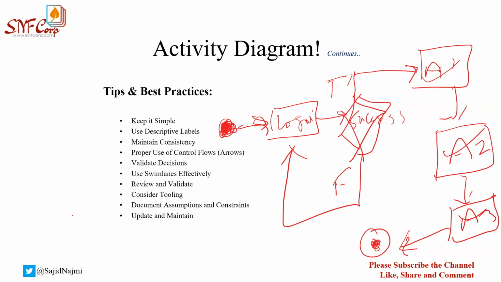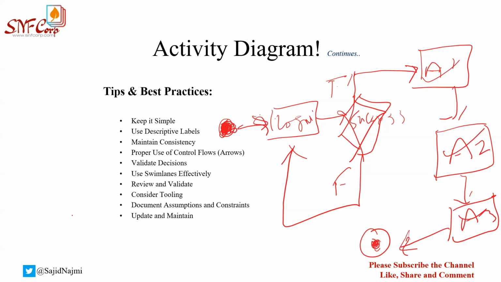So you have to make it simple. Write something that is understandable to everyone and that makes sense. Maintain consistency. If I'm writing A1, then I should be referring to that particular activity A1 everywhere. In one place I cannot write A1 for the activity and in another place write A2. No, you have to be consistent.